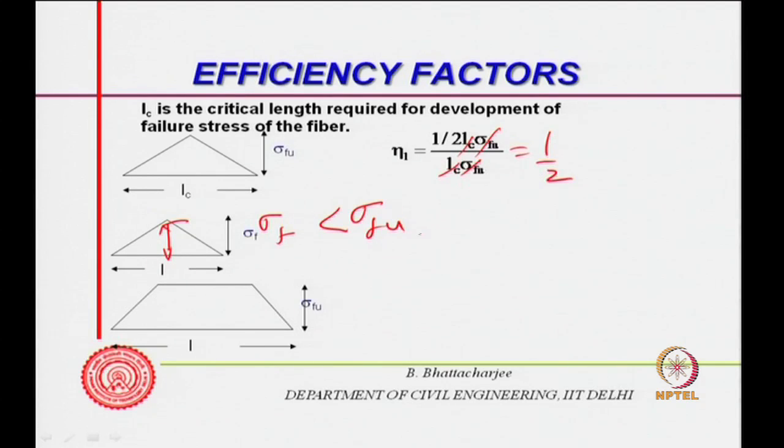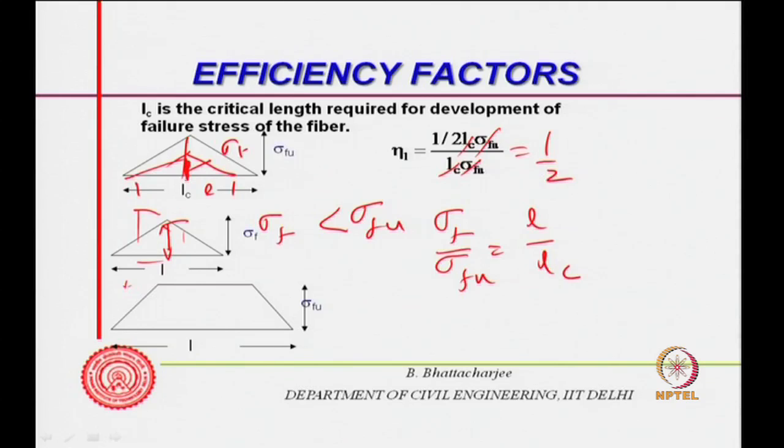How much less? Sigma f by sigma fu will be equal to L divided by L C. If this was half L C, then the stress in this case is smaller than this. So, let us say this is my L. The stress developed would have been sigma f here. So, sigma f by sigma fu will be simply L divided by L C. So, sigma f is equal to sigma fu into L divided by L C.